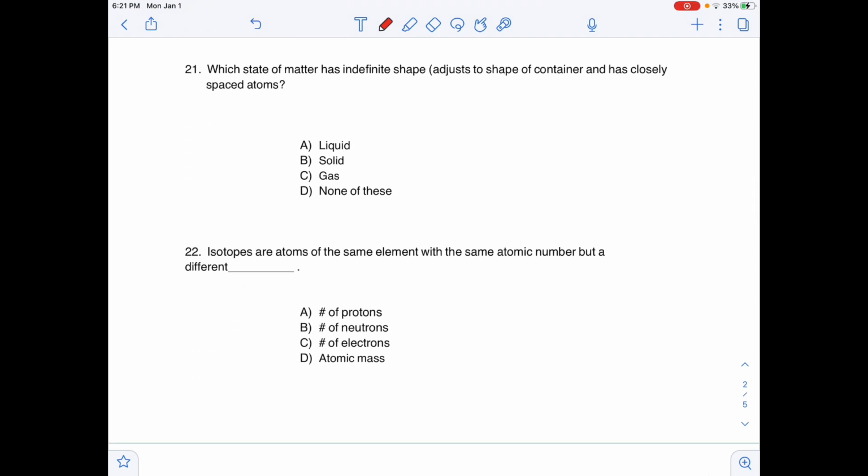For 21, it says, which state of matter has indefinite shape, meaning that it adjusts to the shape of its container and has closely spaced atoms. So this is another one of those information-based questions that you just have to know and read about. And so the correct answer is gas.